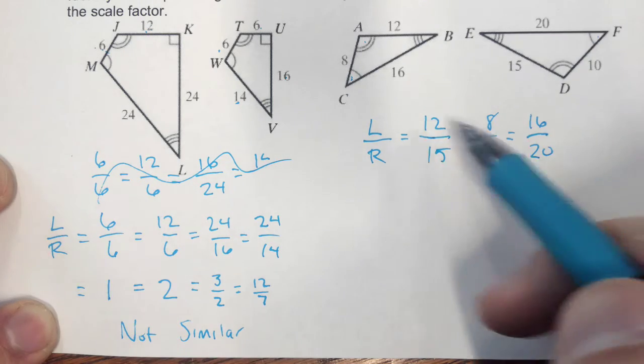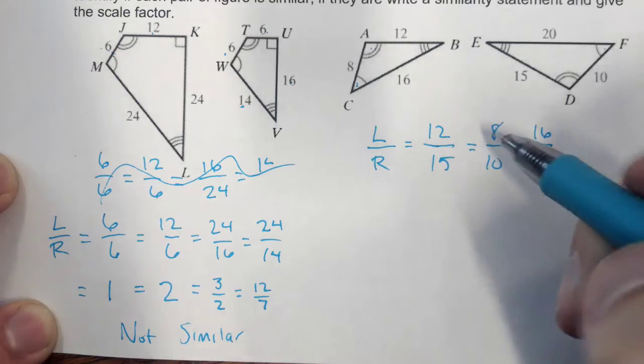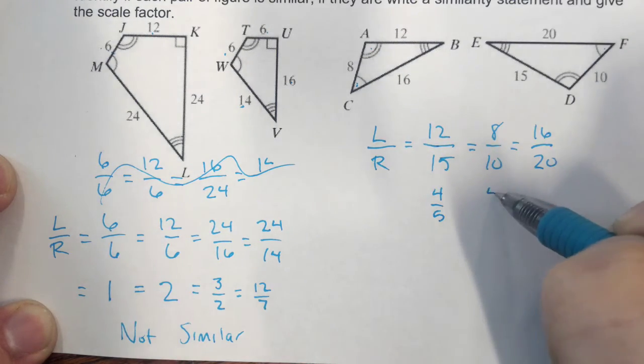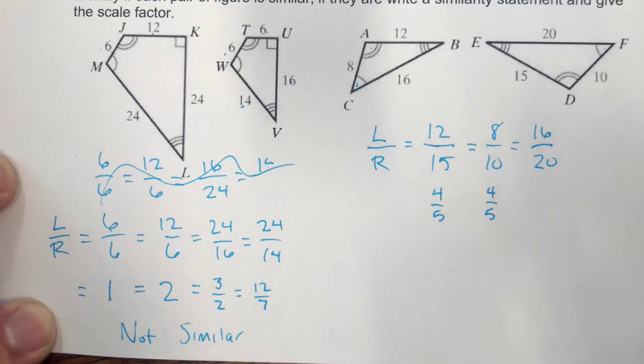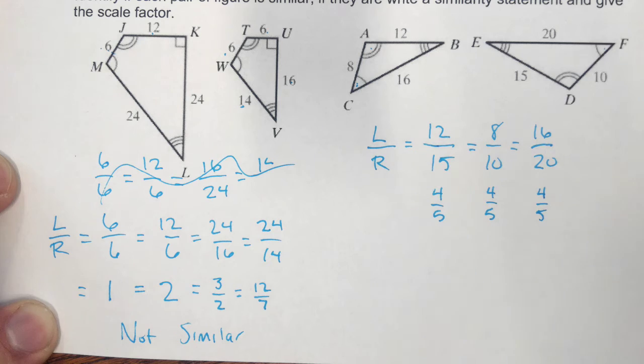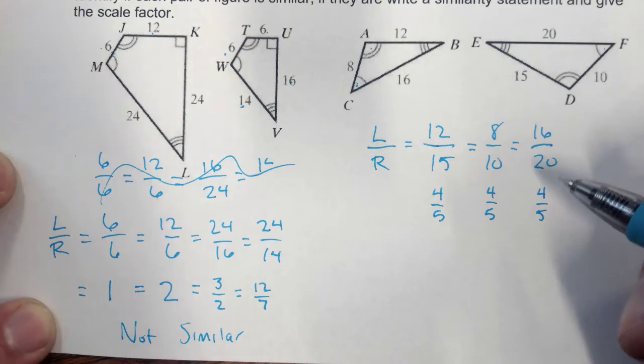All right, let's reduce each of those fractions. This one divides by 3 to give me 4/5. This one divides by 2 to give me 4/5. This one divides by 4 to give me 4/5. All of those are the same, so they are similar.